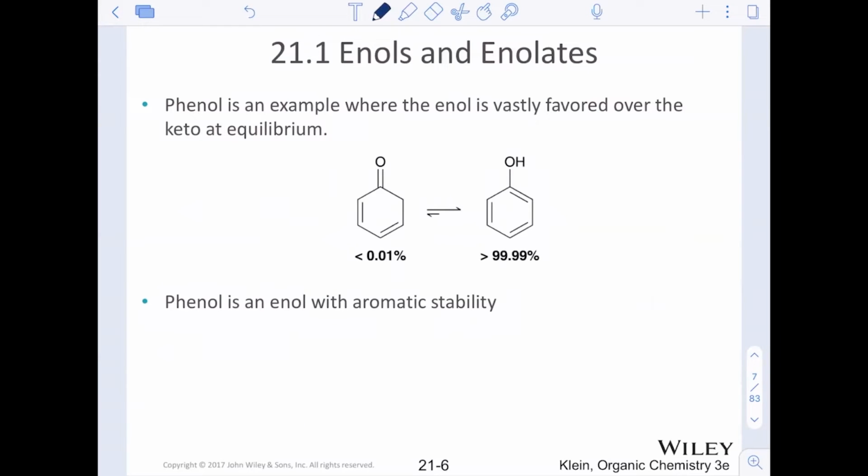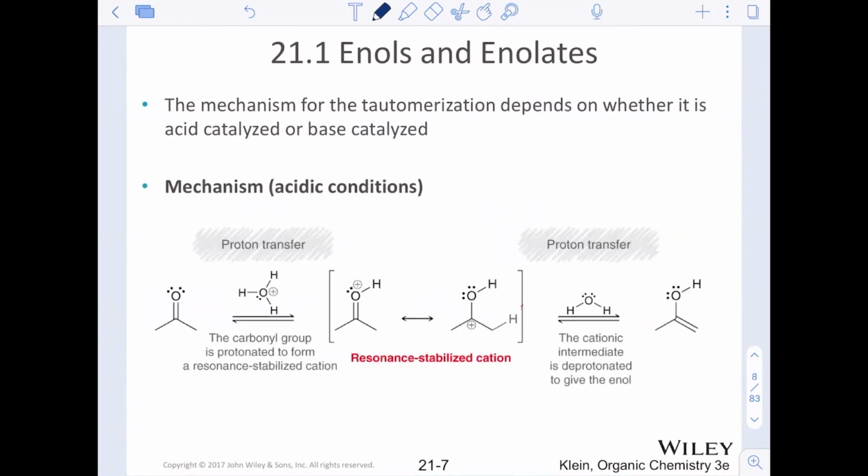Phenol is another example where the enol is vastly favored over the keto in the equilibrium form, because phenol in the enol form is stabilized with aromaticity. So let's just remind ourselves what the mechanism is for tautomerization, whether it is in acid conditions or base conditions. These are both catalyzed reactions. So we use our acid or base in the first step. We do some resonance, and then we'll reform our acid or base.